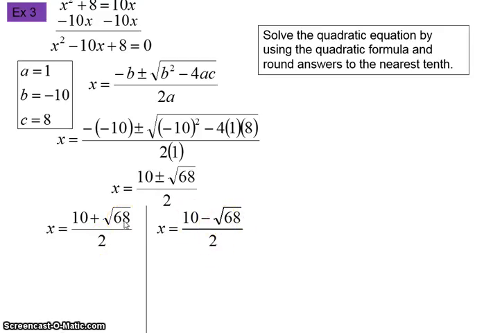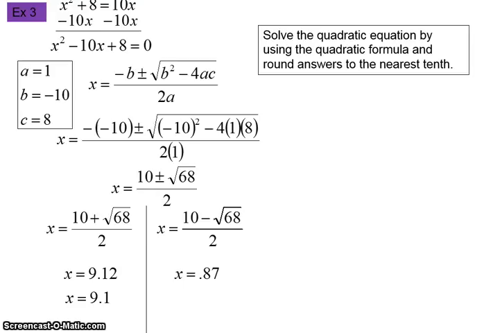Notice that you can simplify this radical, but since the problem asks to round the answers to the nearest tenth, it's really not necessary to do it because you have to convert it to a decimal anyway. So you could have simplified the radical, but why do that when you have to change it to the nearest tenth anyway? So you can put this in your calculator: 10 plus the square root of 68 over 2. Alright, and you'll get 9.12. And then 10 minus the square root of 68 over 2 is 0.87.